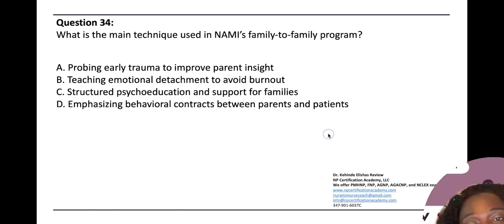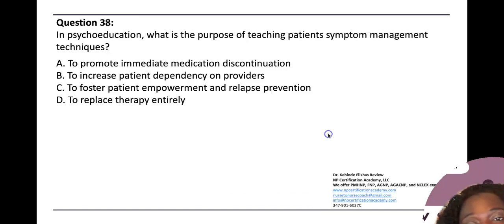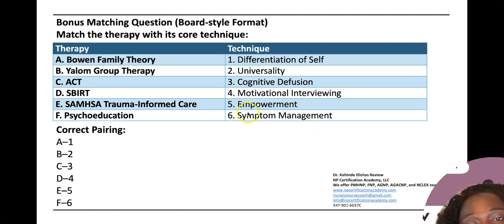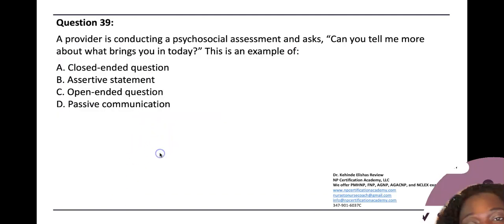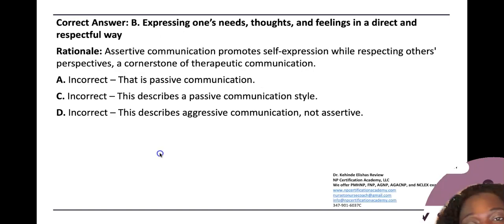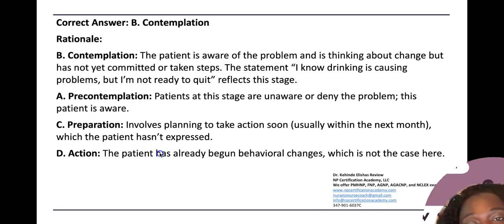Okay, so then this is about Yalom's principles, NAMI, SAMHSA's. And don't forget, we also have some therapies and techniques here. For Bowen family therapy, the technique is differentiation of self. For Yalom group therapy, universality; ACT, cognitive defusion; and motivational interviewing techniques, and so on and so forth. So that is just an activity that I incorporated into the set of questions. But we're not able to get through all of this right now.